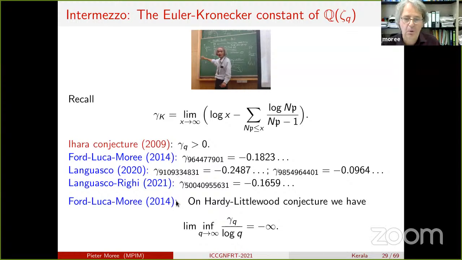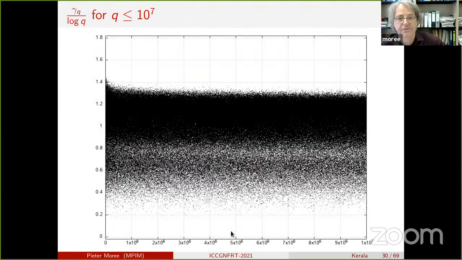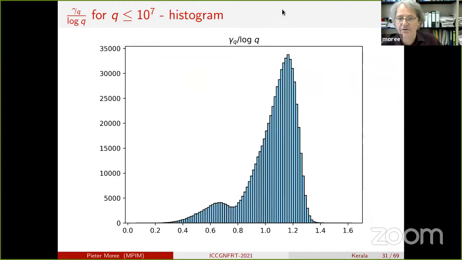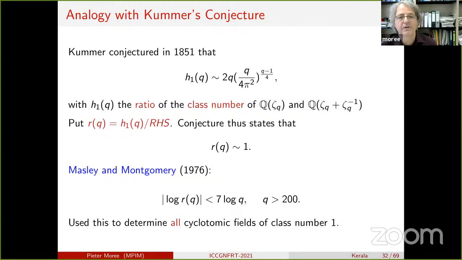Later on, some other examples were found by Languasco. And if we assume the so-called Hardy-Littlewood conjecture, then actually this gamma q can become quite negative. So here you see a plot. As I said, on average, it's logarithm of q. And you see that the distribution is a bit skewed. This is something that we don't understand. Here you see that also, again, in the histogram. So yeah, so far about this constant.